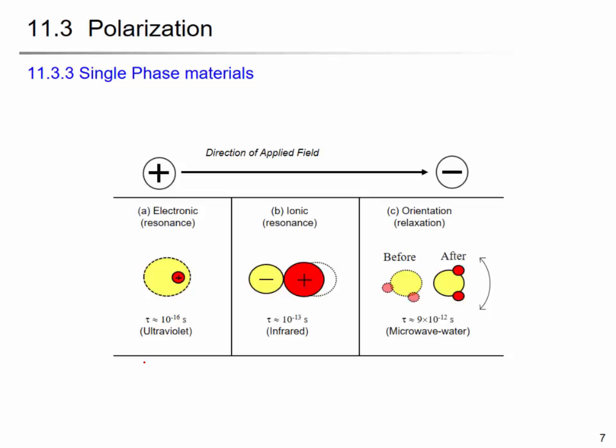This is the review only. So, depending on the length scale or the time scale that you are looking at, this is the electronic polarization, and the resonant frequency is around 10 to 16 Hertz, and this is ionic polarization, and this is orientational polarization. So ultraviolet, infrared, and the microwave.